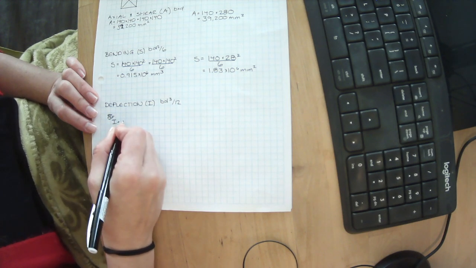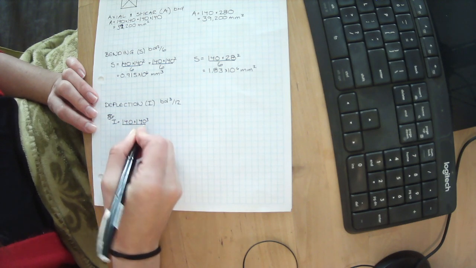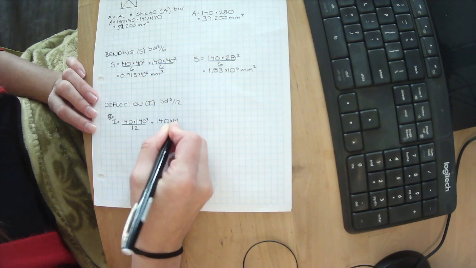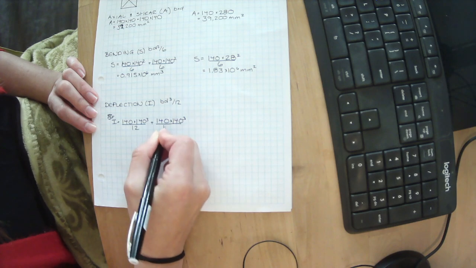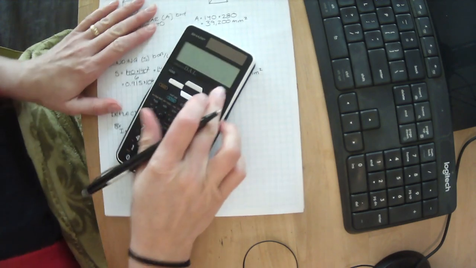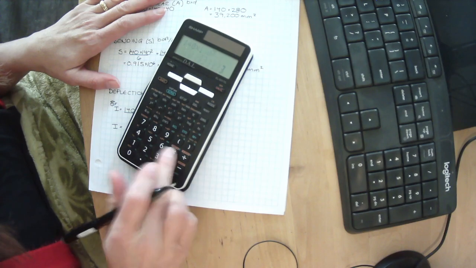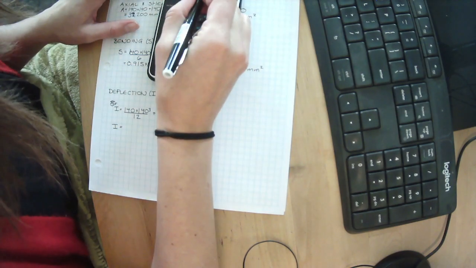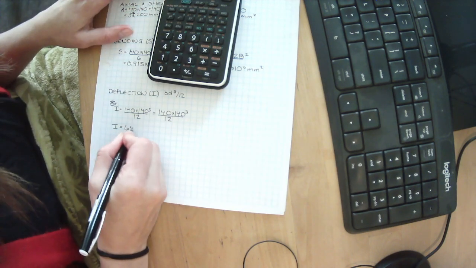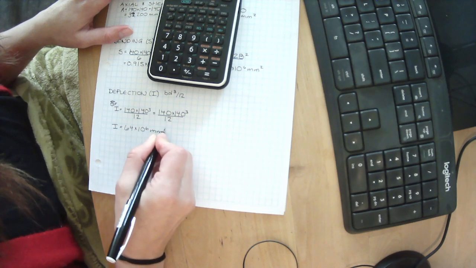I equals 140 times 140 cubed divided by 12 plus 140 times 140 cubed divided by 12. I equals 140 times 140 cubed divided by 12 times 2. We get 64 times 10 to the 6 millimeters to the 4th.